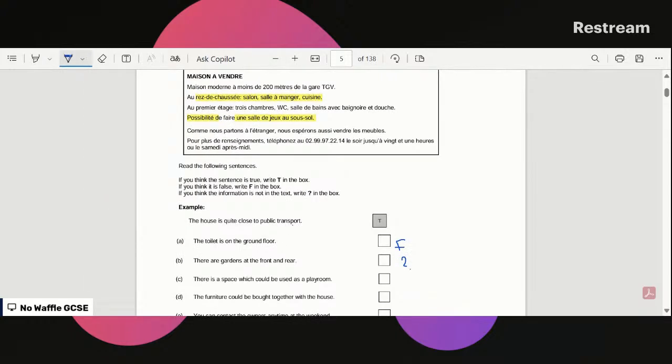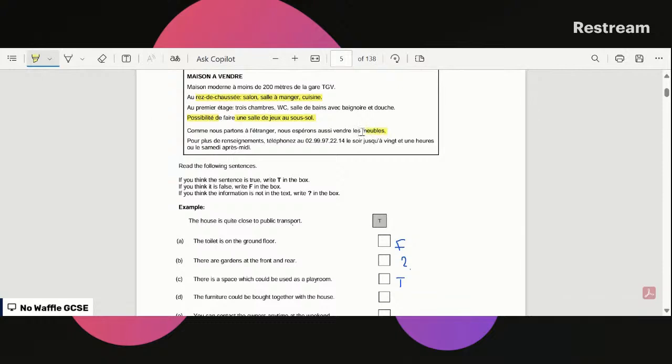Try and put your answers here as well in the chat. I can see some of you doing that, which is really good. Okay, moving on. The furniture could be bought together with the house. Now, furniture is meuble. So this is often a key phrase that they put. And let's see where it is.